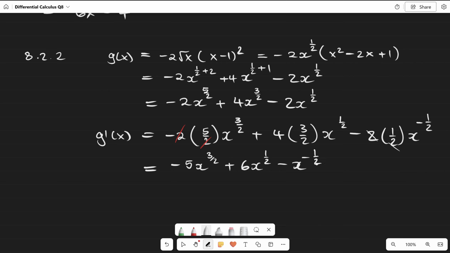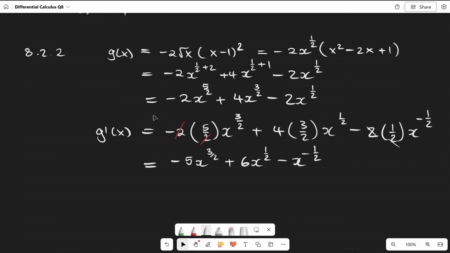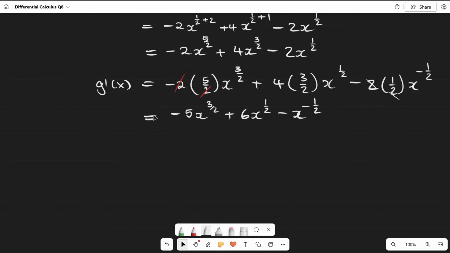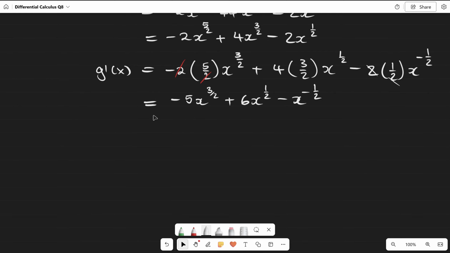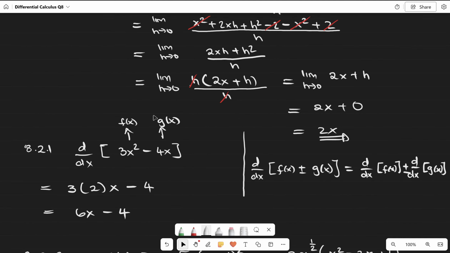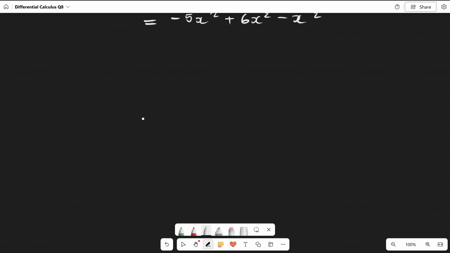So I hope you all are good. If there's any mistake that I made here, please do not hesitate to say it in the comments so that we can fix it and not mislead people, right? So yeah, from that we can go straight to 8.3 if there's no problem.